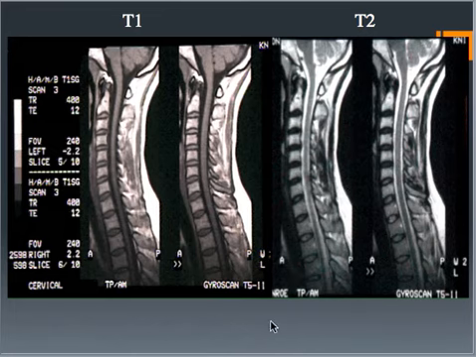So this is also a sagittal view or a side view of the cervical spine and the thoracic spine, along with the spinal cord and cerebrospinal fluid that surrounds it. You can see here on the T2 that fluid is white, the fluid surrounding the spinal cord, and it's black on the T1 weighted image.